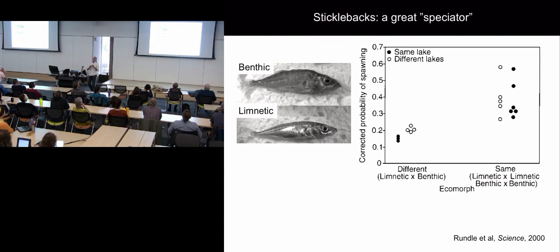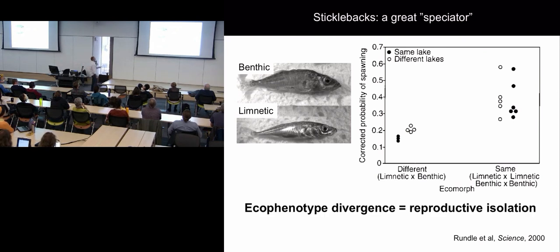So natural selection basically drives divergence into these two morph forms, which are then reproductively isolated from each other. And you can even take morphs that have evolved in the same direction from different lakes and put them together, and they will actually successfully spawn. But when you take different ecomorphs that evolved from the same ancestor in the same lake, they have a low probability of spawning. So ecophenotypic divergence translates into reproductive isolation in this group, and this has basically led to a giant industry of cranking out many, many papers and many insights into reproductive isolation using this particular system.